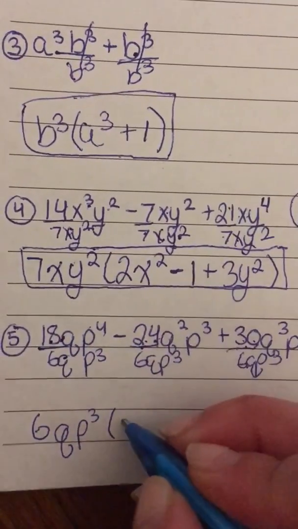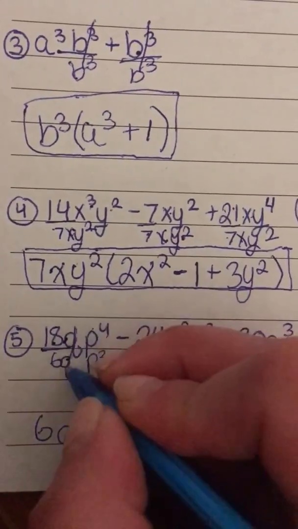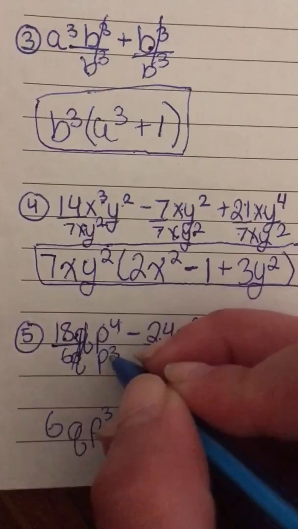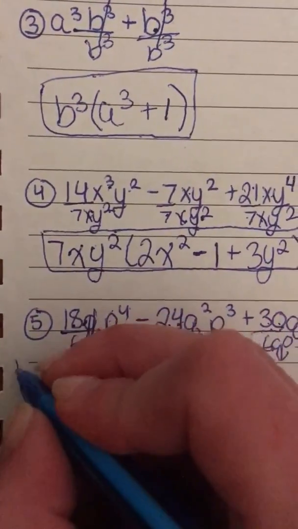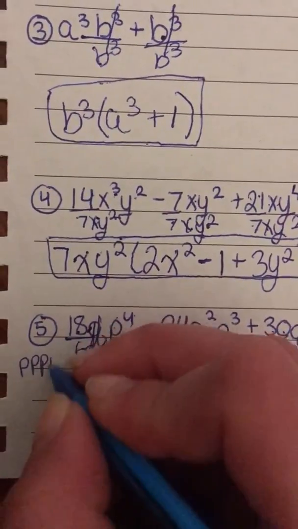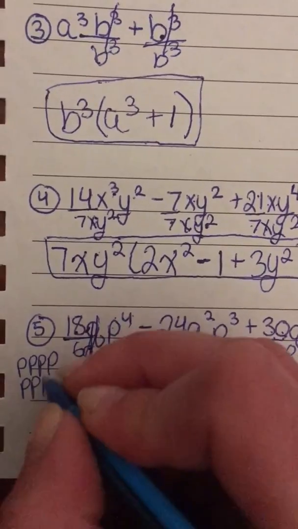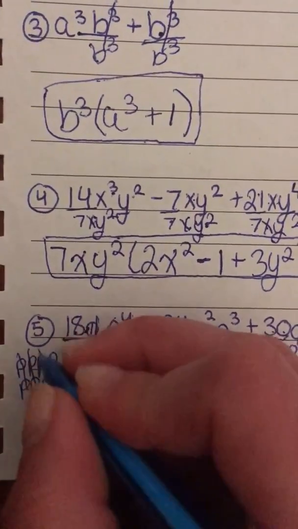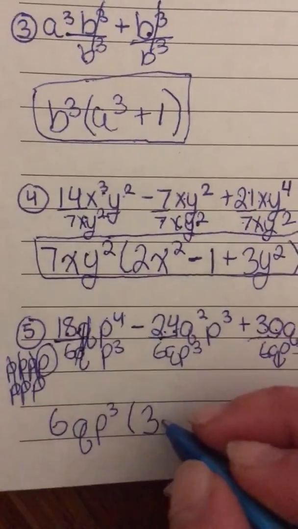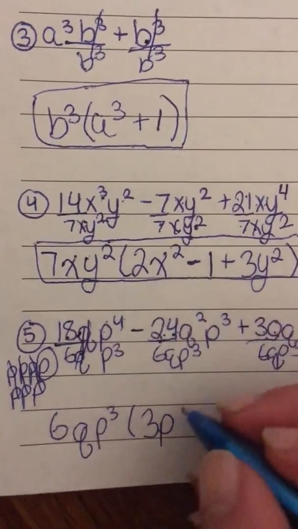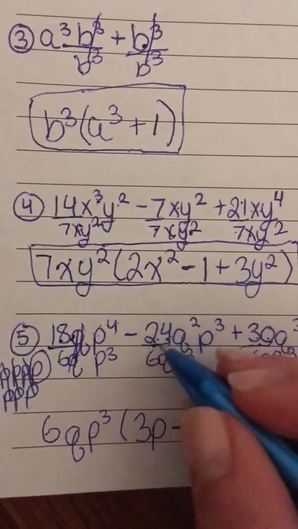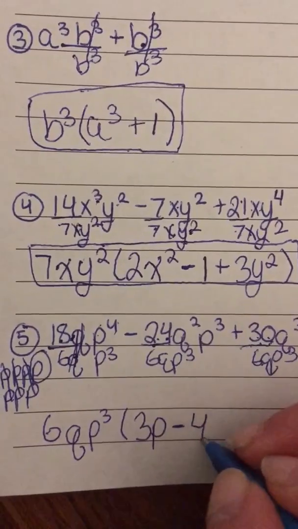18 over 6 is 3. Q over q is 1. P to the fourth over p to the third. If you're not sure, write it out. So it's 4 p's in the top, 3 p's in the bottom. 3 of them cancel out. You're left with just p to the first. Bring down your sign.